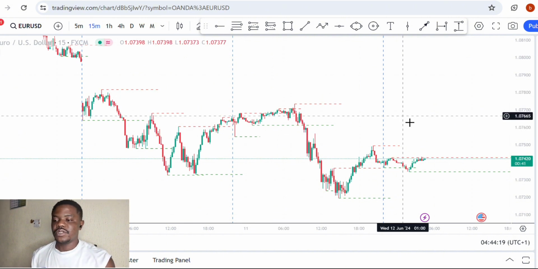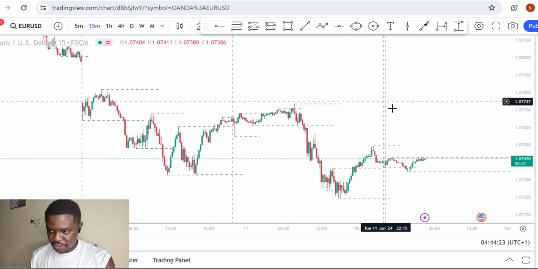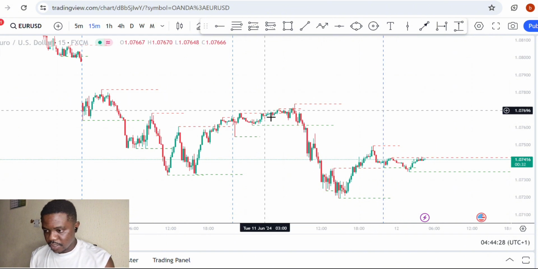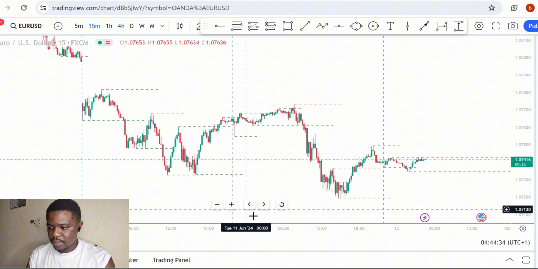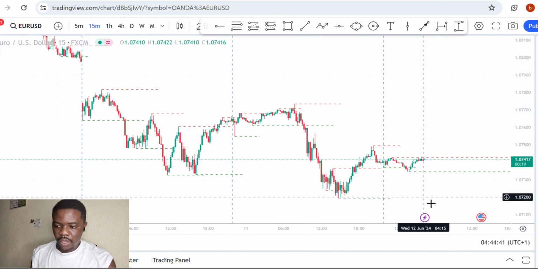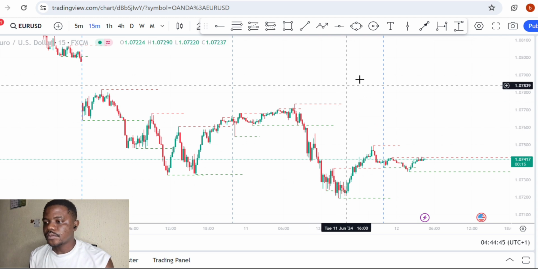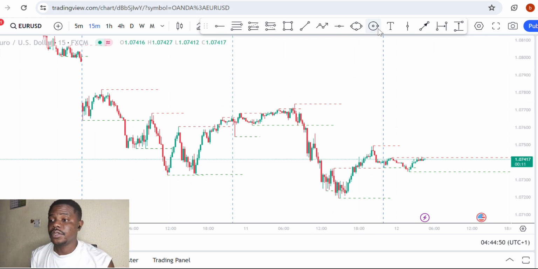So what I want to do is I want to mark the highest point in this particular trading range and the lowest point in this particular trading range. Because if you look down, it's Tuesday, June 11th, and today is Wednesday, so we are still in Tuesday. We want to mark our chart from Tuesday, sorry.